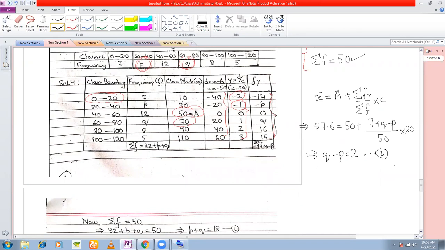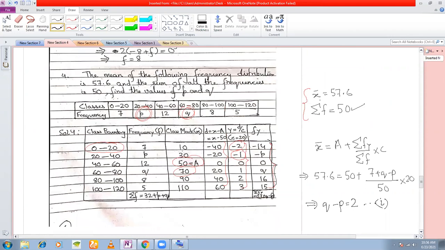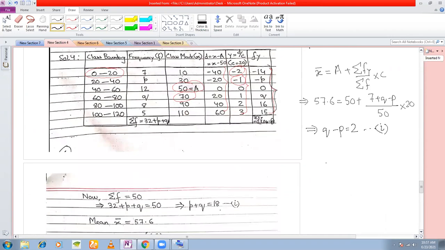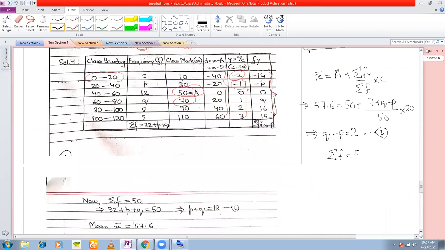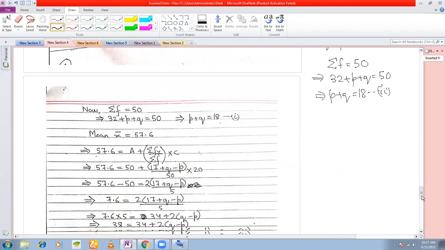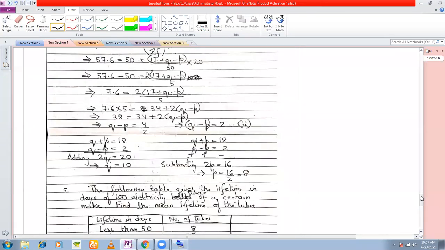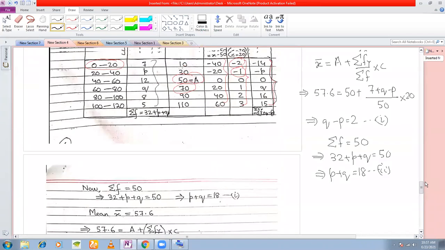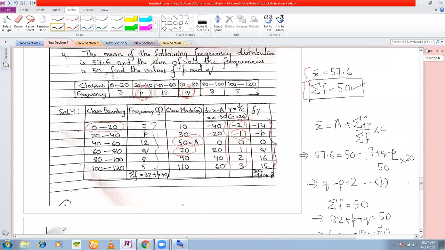How will you get the second equation? To get the second equation, we'll be using this fact. Summation f is equal to 50. So summation f is equal to 50 means you add up this column to get summation f in terms of p and q. 32 plus p plus q is equal to 50. That means p plus q will be 18. Call this equation number 2. Now solve these two equations. You can use the elimination method. I have shown you here. Add the two equations, subtract the two equations, you'll get the values of P and Q. Fine. Any questions on this problem?